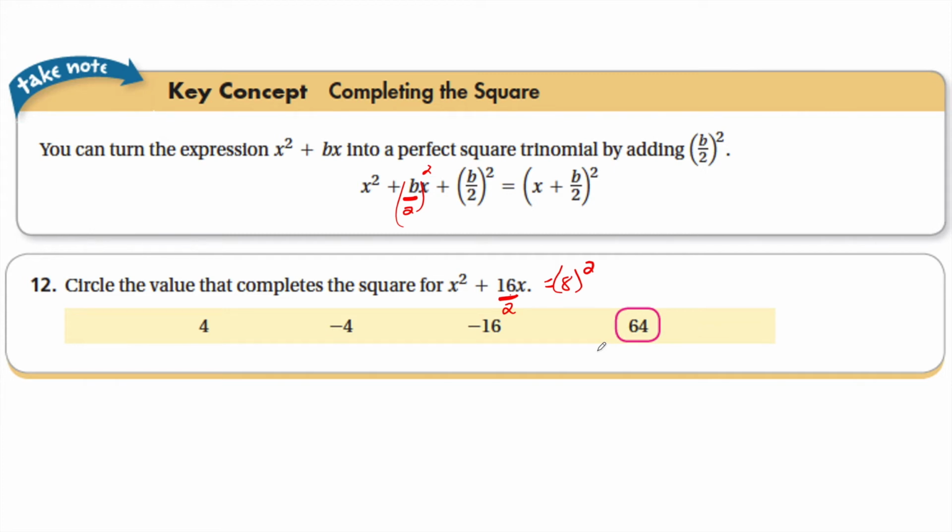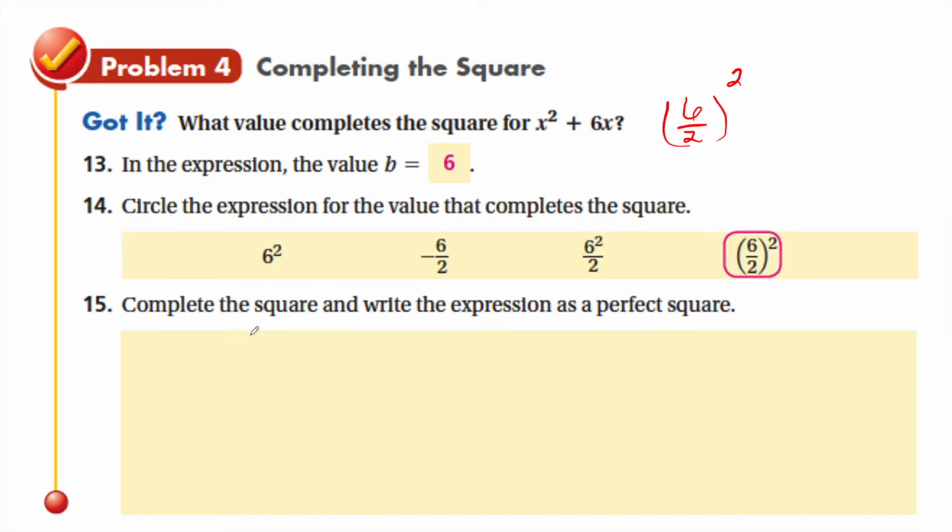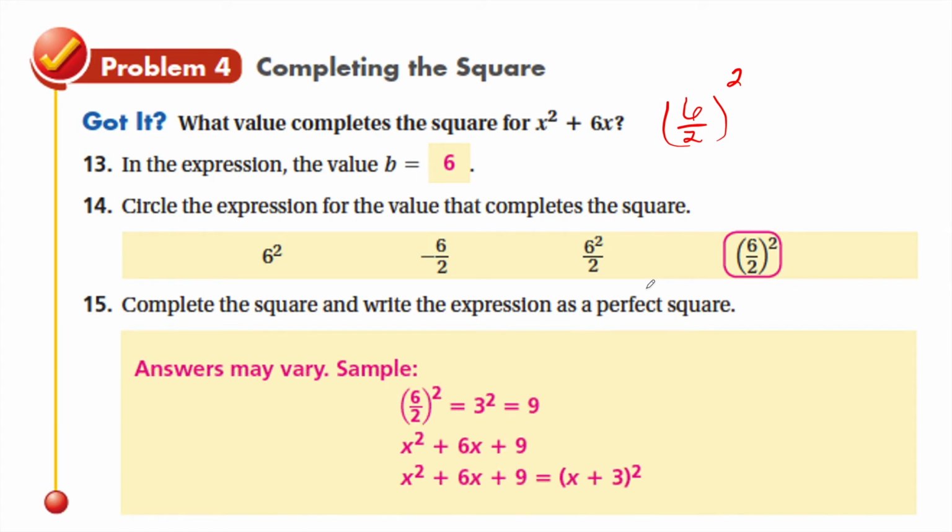So let's try using that in an actual question. Problem number 4, completing the square. What value completes the square for x squared plus 6x? Well, our b value is going to be 6, so it ends up being 6 divided by 2 squared. So when we end up doing all of that, we can then plug that in at the very end. So if we wanted to complete the square and write the expression as a perfect square, I'm going to do exactly that. I'm going to figure out that 6 divided by 2 squared is going to turn into the same thing as 3 squared, which equals 9.